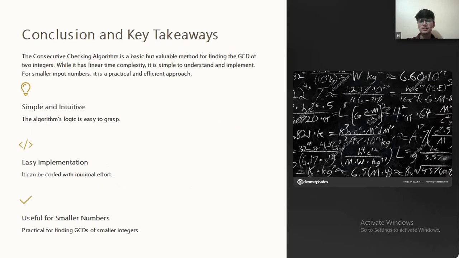Here is the conclusion and key takeaways. The consecutive checking algorithm is a basic but valuable method for finding the GCD of two integers. While it has linear complexity, it is simple to understand and implement for smaller input numbers. It is a practical and efficient approach. Simple and intuitive: the algorithm's logic is easy to grasp. Easy implementation: it can be coded with minimal effort. Useful for smaller numbers: practical for finding GCDs of smaller integers.